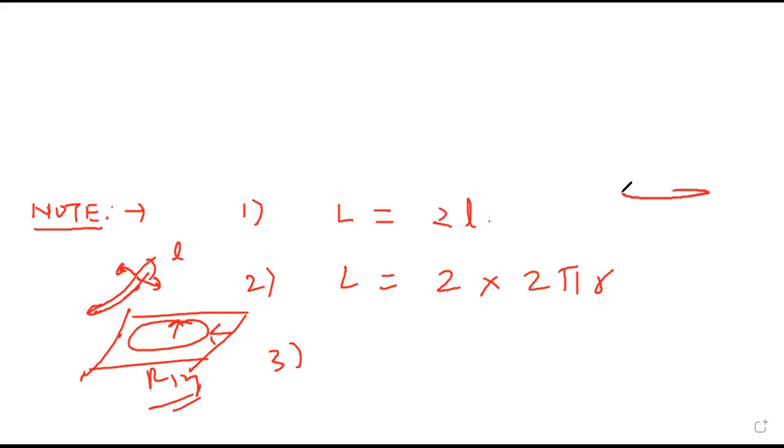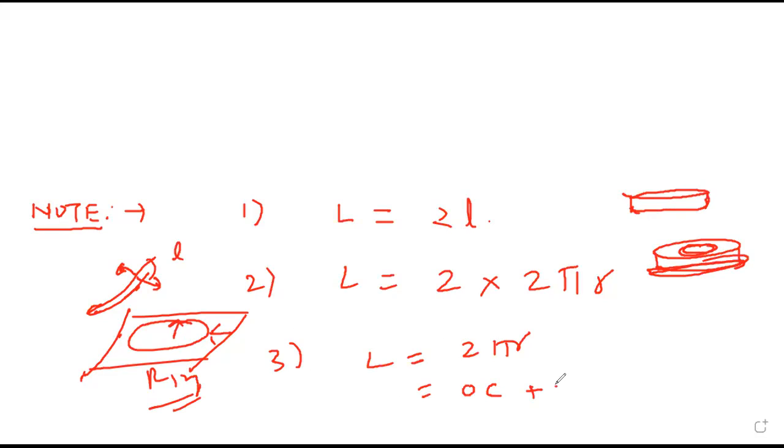Suppose it is this. Then for this, what will you say? If it is this, then only one circumference is in contact, nothing but 2 pi r. If it is a ring with a hole, then outer circumference plus inner circumference. Correct? Yes. Outer part plus inside it the liquid will also come, the inner part. So outer circumference plus inner circumference.